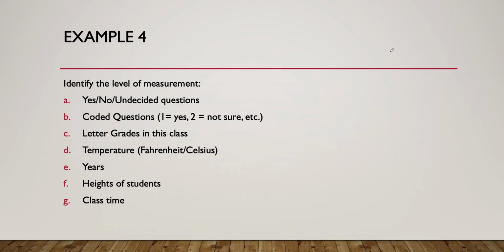And we want to identify the level of measurement with these. So a yes, no, undecided question, that just names the answers. Gives no order. So nominal. A coded question like a yes, a no, a not sure, that type of thing, this is also nominal. Even though it gives it a number, per se, it doesn't really try to order it in any sort of way. A lower grade in this class, that is ordinal. It gives an order to it, right? Ordinal. So, like A, B, C, D, F, that type of thing.